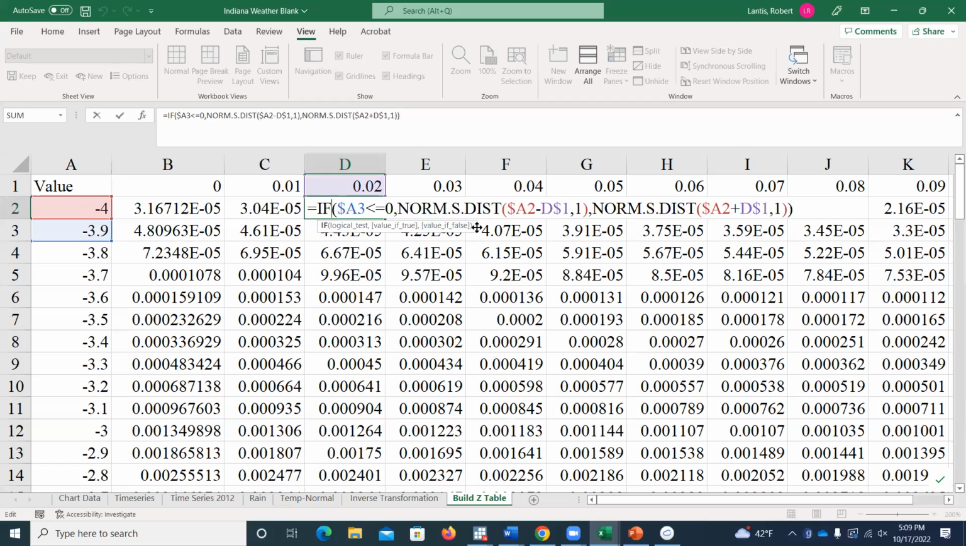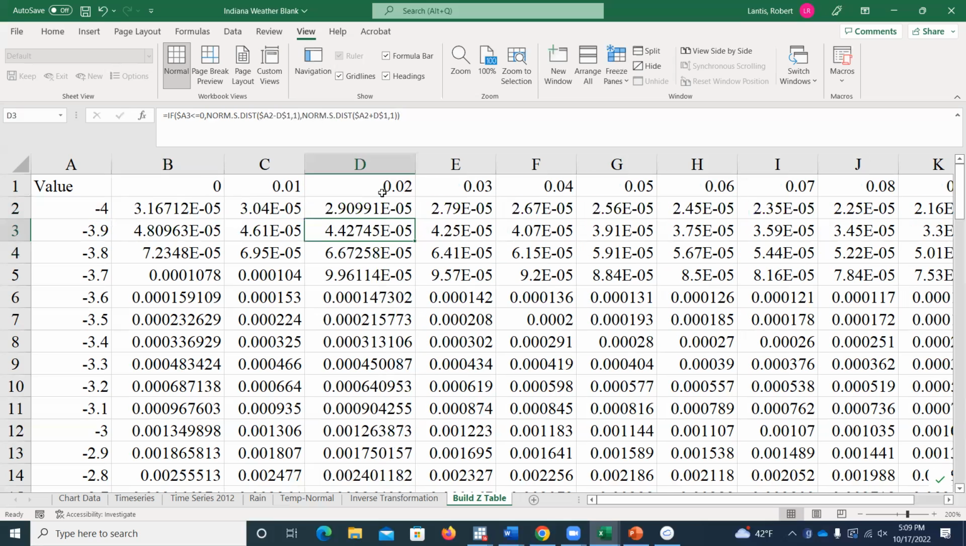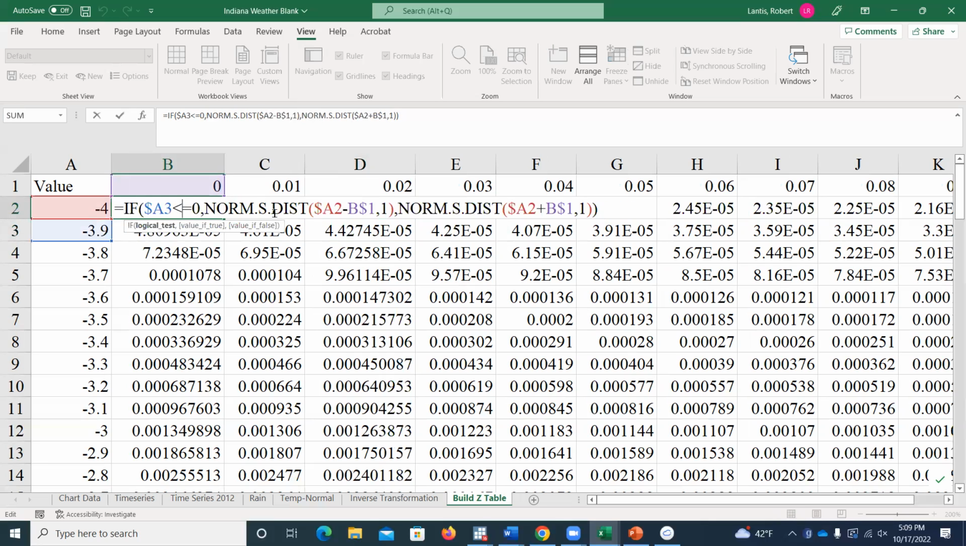And the reason I had to do that here is because when I'm dealing with negative values, I can't add these two values together because it's negative 4.02. I'm actually subtracting, right? Because it's a larger negative value. But basically, you can use that if statement. You can freeze these different column settings. I really only had to type this in one time.